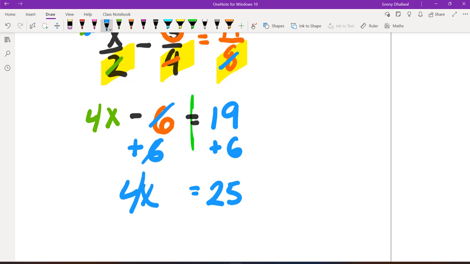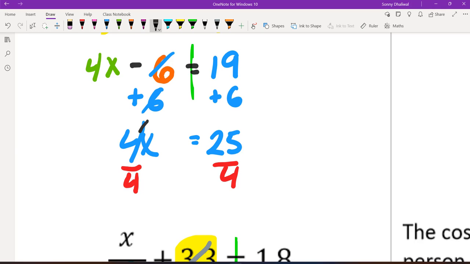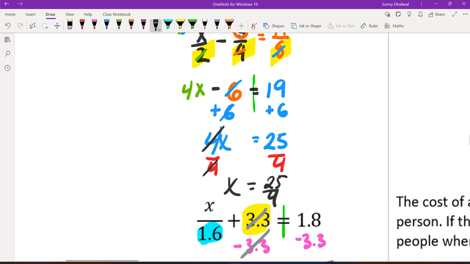Just happens. Okay? And how do we get rid of that 4 now? Divide it. This is 4 times x. Opposite is to divide. And it's okay to have an answer as a fraction. The 4's cancel out. We're left with x is this 25 over 4. Okay? And that is your answer.